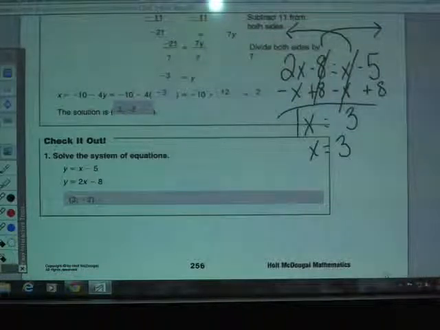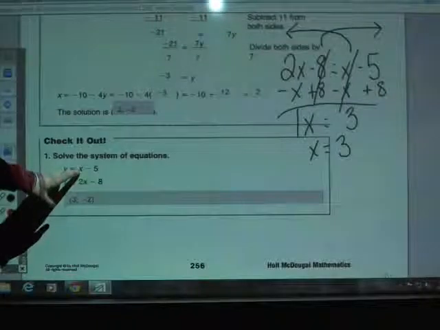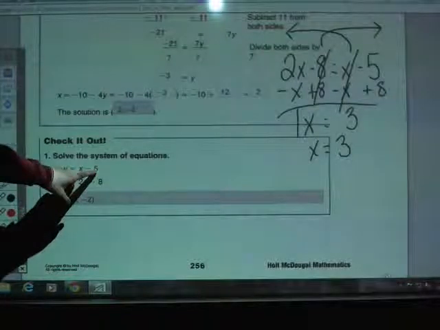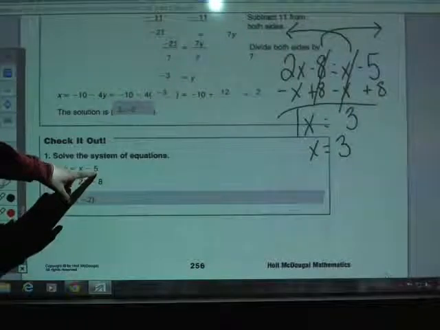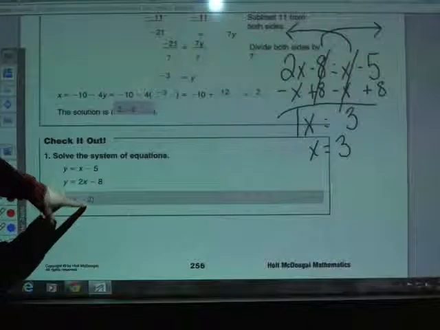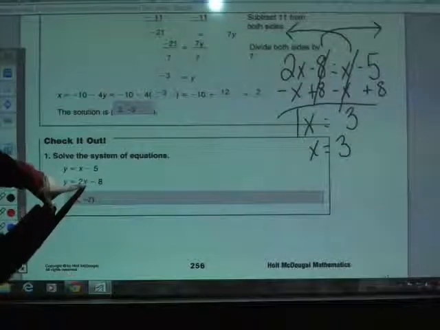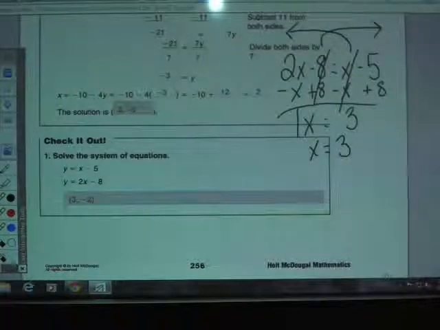All right, so now that we found x is 3, let's find y. Remember, all we have to do is change x into 3 and solve the resulting equation. So if I do it here, I've got 3 minus 5. 3 minus 5 is, of course, going to change into negative 2, which is where the y value of negative 2 comes from. If I plug it into the other equation, 2 times 3 is 6, and 6 minus 8 is still negative 2. So either way, we derive the solution of 3 comma negative 2.